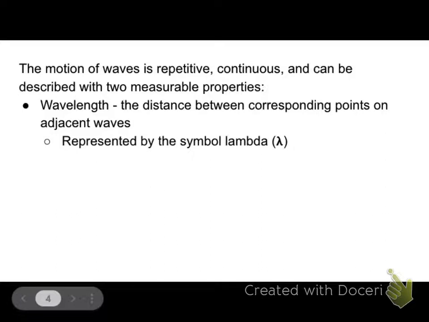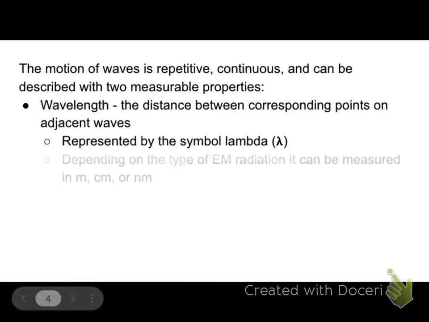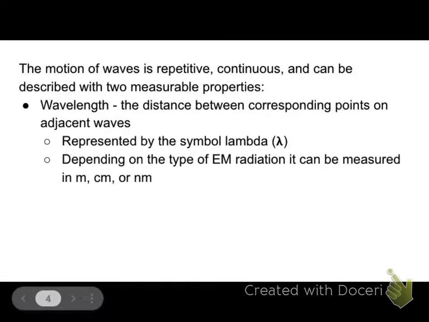We represent wavelengths when we are using them in an equation with the Greek symbol lambda, which just looks like an upside down y, basically. And we measure them using the unit for distance. So for larger waves, we might use meters. For smaller ones, we could even go as small as nanometers.